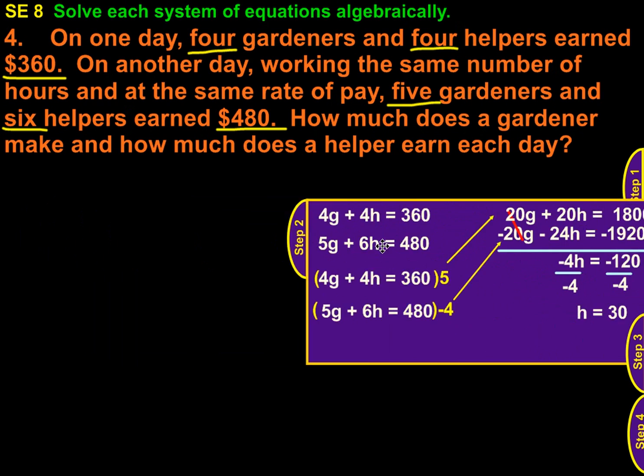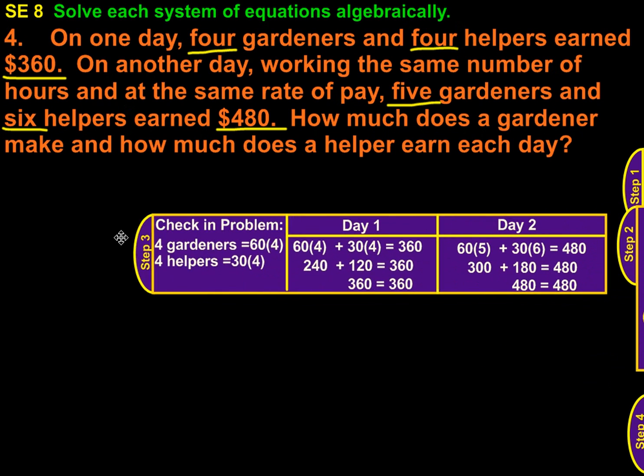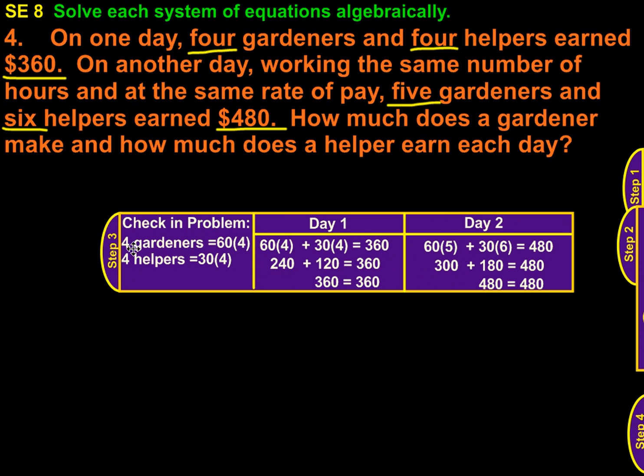And now I'm ready to take that information and plug it back into the word problem. So I know that 4 gardeners were making $60 each, so that's going to be 60 times 4. And I know that 4 helpers were making $30 each.